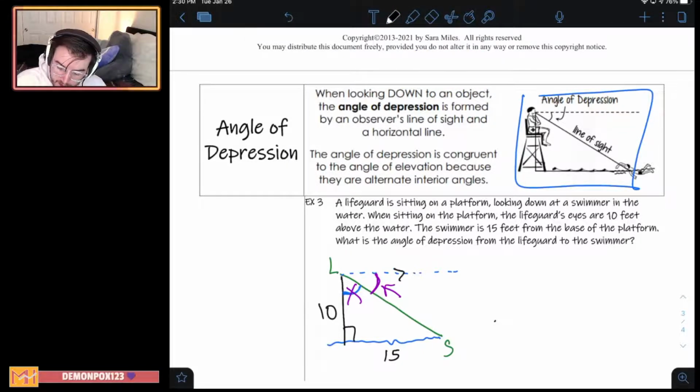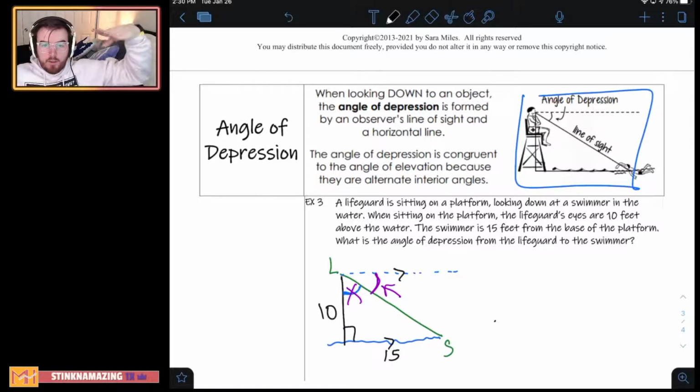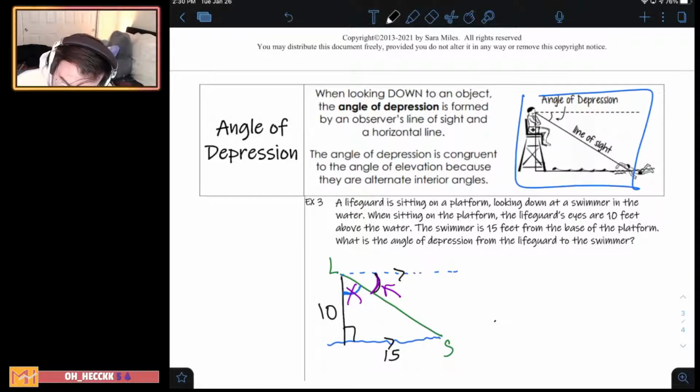This is 2 parallel lines. My eyesight, when looking straight ahead, is looking straight across the water. They are parallel. I know you love it when old stuff comes back up, don't you? These are alternate interior angles. So if I can solve for this angle, then I'm solving for this angle at the same time, because they're the same. All right?